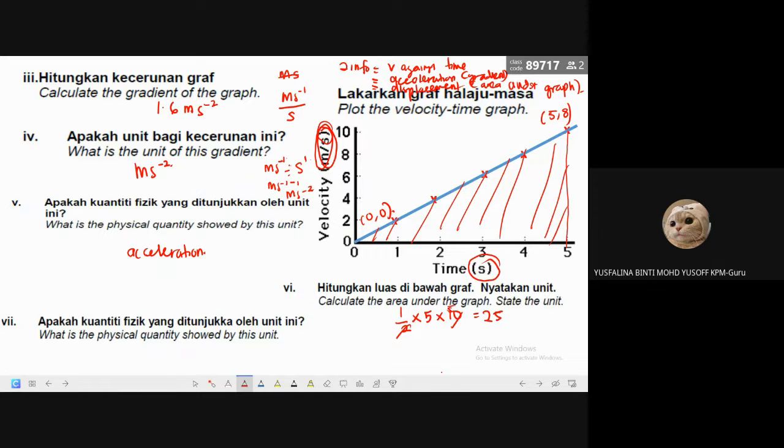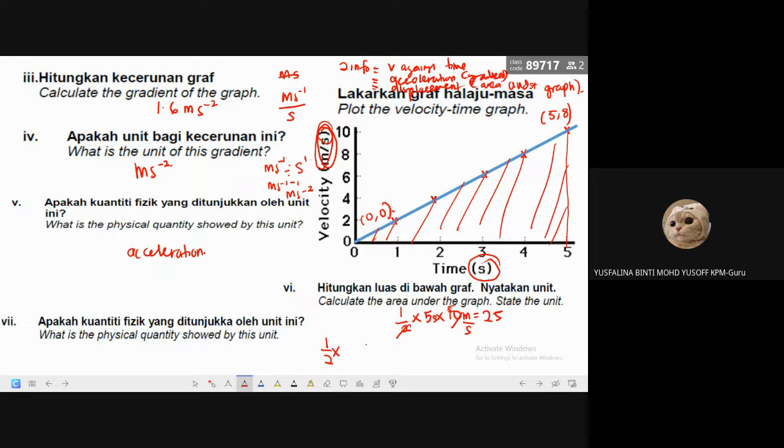So how do you find the unit? For this one, the half, or 1 over 2, doesn't have a unit. But 5 is a meter, right? Sorry, 5 is second, right? This is 5 second. And 10 is in m s negative 1, or m over s, right? Because we want to find the unit, I write it again, maybe that one was not clear.